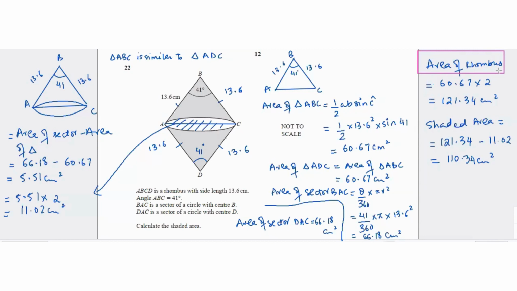Then we find the area of the sectors. The area of the sector BAC is found using the formula theta over 360 times pi r squared. Theta is 41, r is 13.6. The area of the sector DAC is also going to be the same as BAC. So both of them have the value of 66.18. Once we have figured all of that out, we try to find the area of this unshaded part, the one that I've colored with blue. So we subtract the area of the triangle from the area of the sector, and that gives us the white part. We multiply that area by 2 because there are two white parts. So 5.51 times 2 will give us 11.02. And this area lastly will be subtracted from the area of the rhombus to get the shaded region, which is 110.34 centimeters squared. And that is your answer.